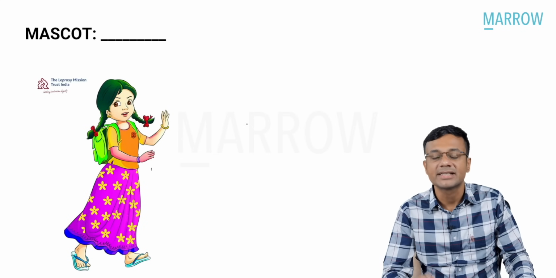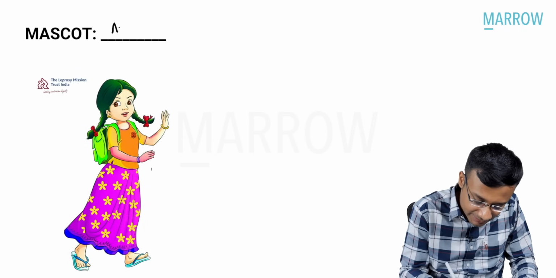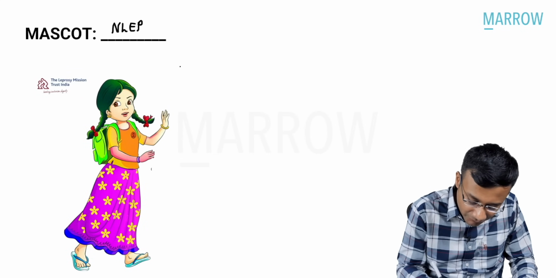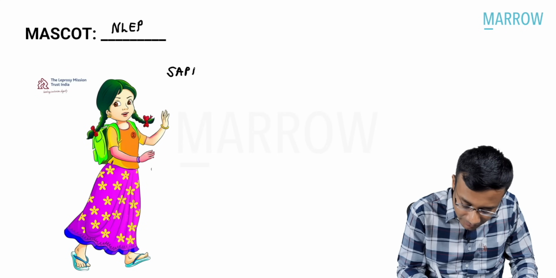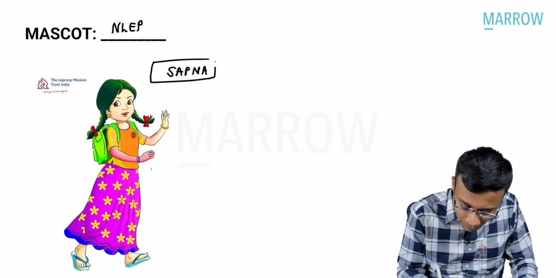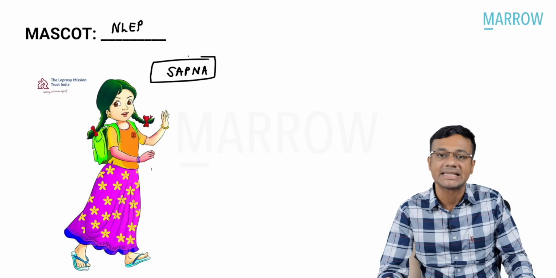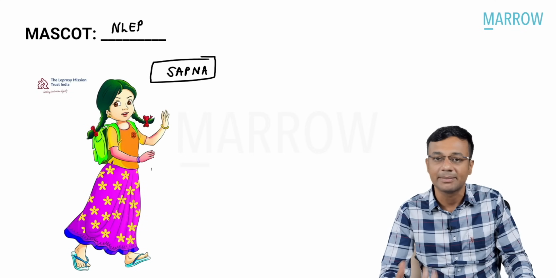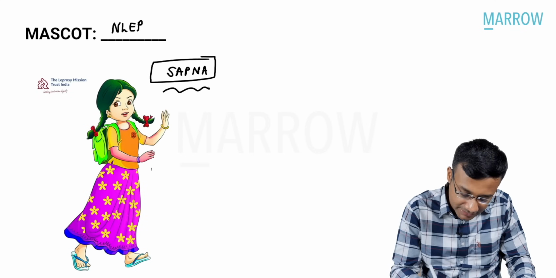In the session 2 of the exam, this mascot was shown for National Leprosy Eradication Program. The name of this mascot is Sapna. Now, Sapna is basically a girl who is going to propagate the message and awareness about leprosy in the community. So this mascot which is chosen is called as Sapna.